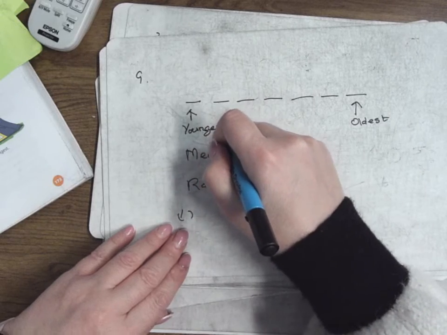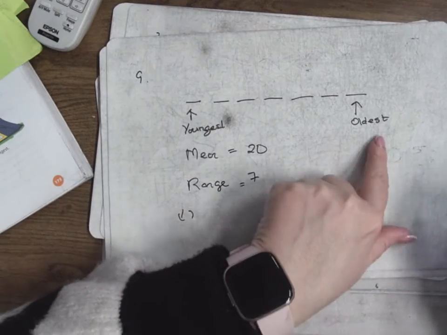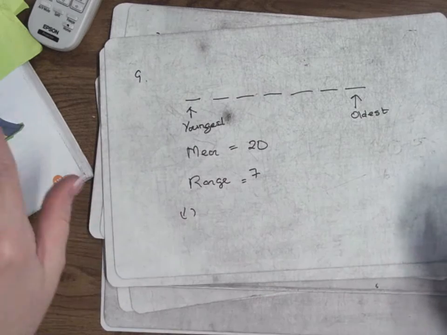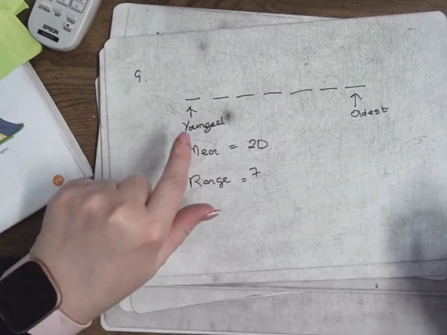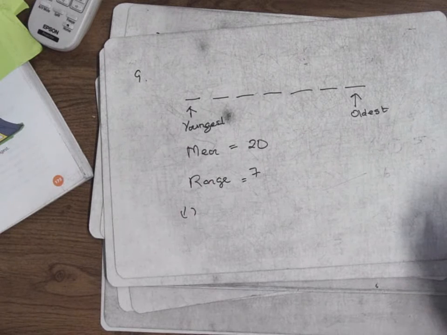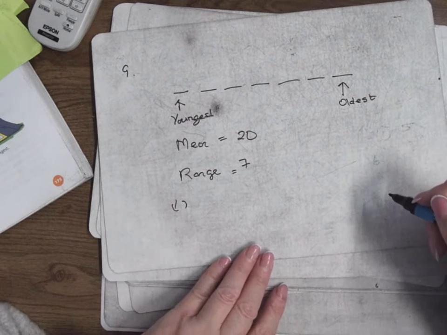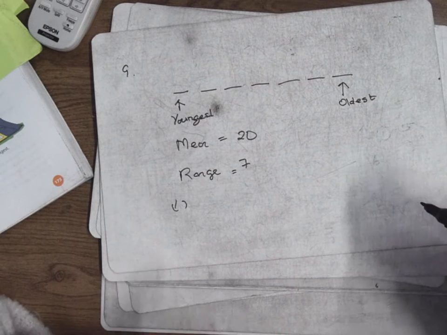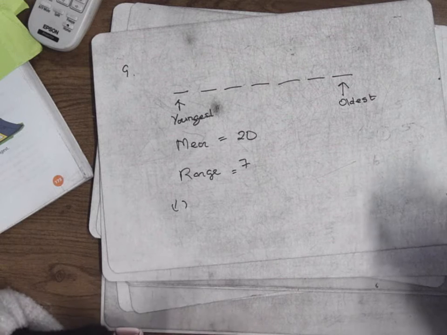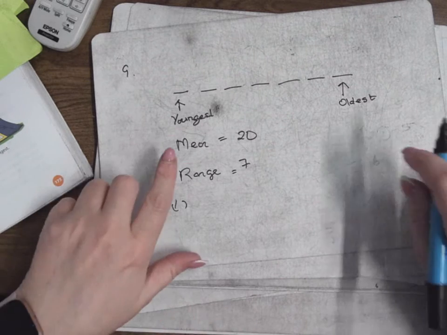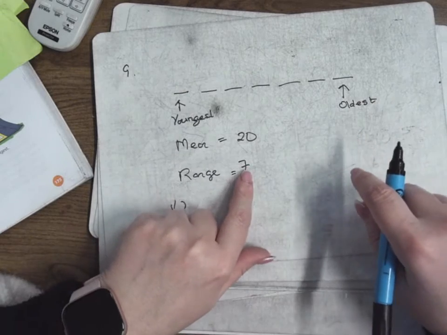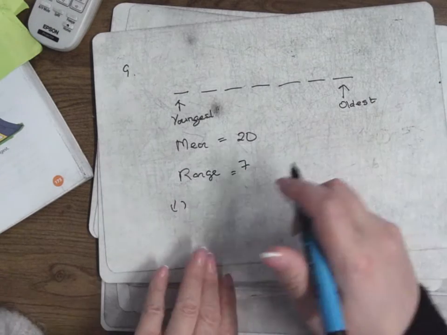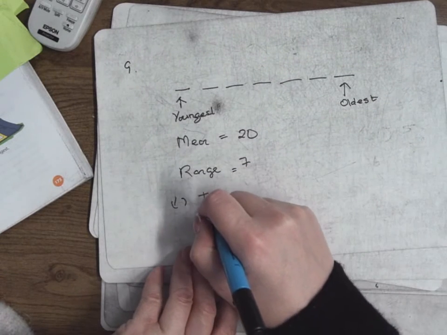So the range is equal to the oldest person. The range is the biggest number, take away the smallest number, yeah? So the range is equal to the oldest person, take away the youngest person. So the first statement is the oldest person was 7 years older than the youngest. True or false? True, isn't it? Because that number there, take away that number there, is 7. That's what they told me, so that's true. So the first one is true.